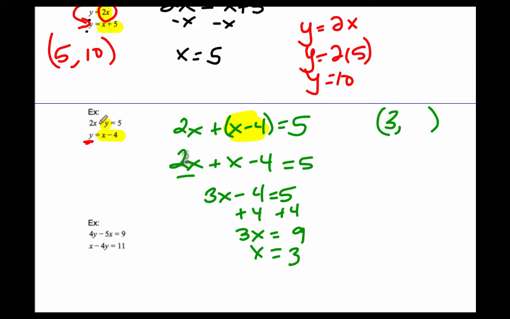If I plug in a 3 here, I'm going to have to move this to the other side still to find y. If I plug it in here, I don't have to move anything. I just have to do the math. So that's what I'm going to do. Y equals 3 minus 4, which is negative 1. So that is my solution, 3 comma negative 1.